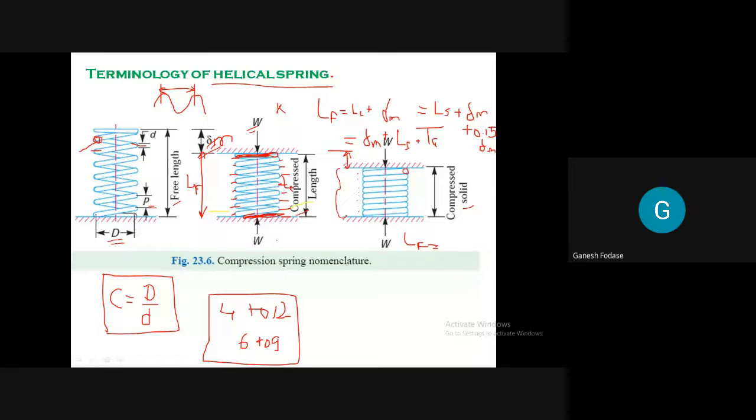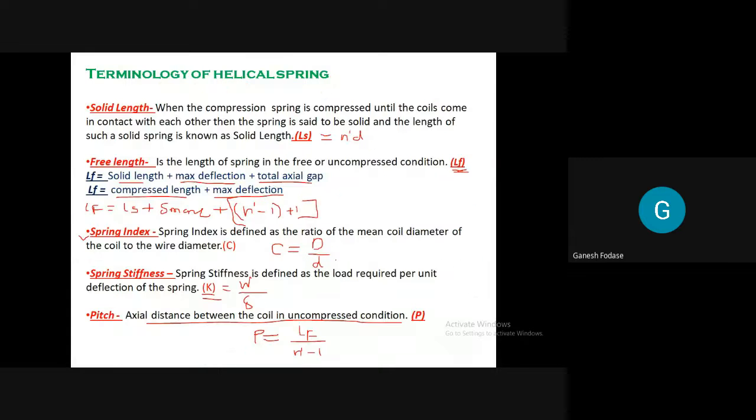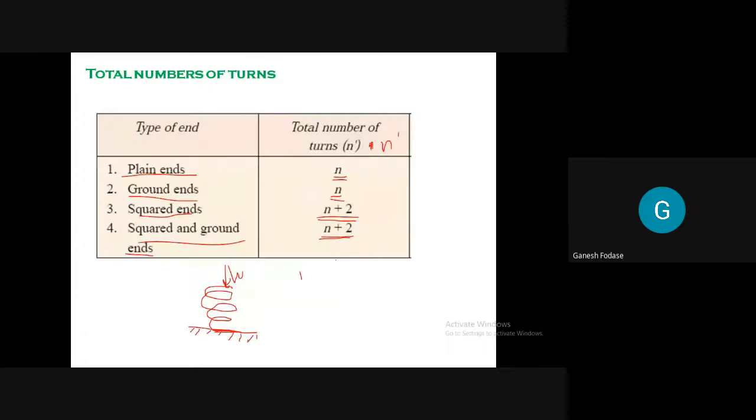So let's suppose total number of coils is N dash. It is equal to N, the active coils, plus inactive coils. That number is varying based on which type of springs we are using. I told you total number of coils is equal to active coils plus some number, and that number is varying based on types of end conditions.